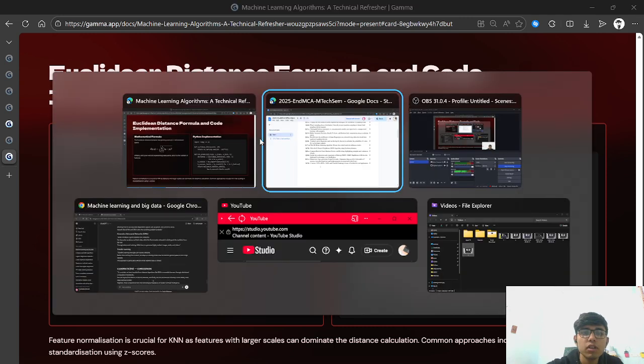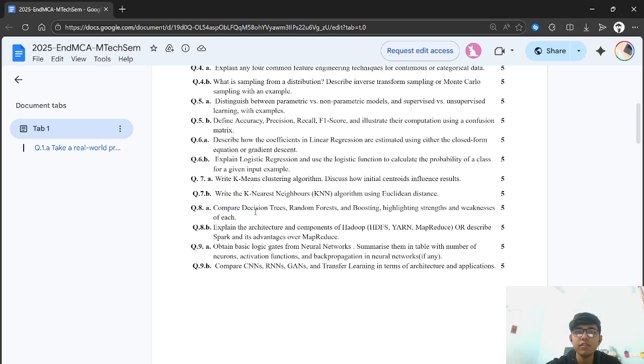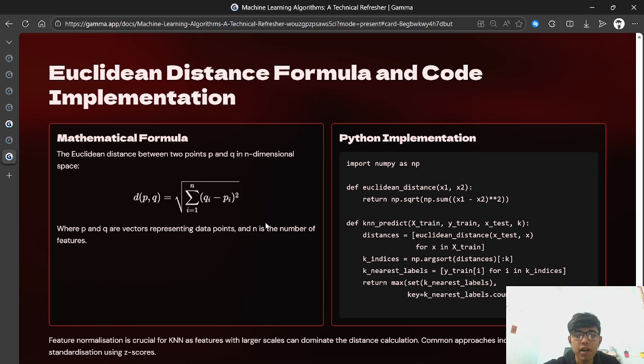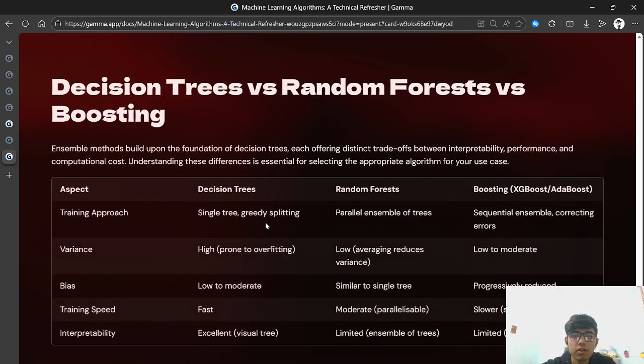Now let's move on to question number 8: compare decision trees, random forests, and boosting, highlighting strengths and weaknesses of each. So let's move on to that. We compare three of the most influential modeling strategies.